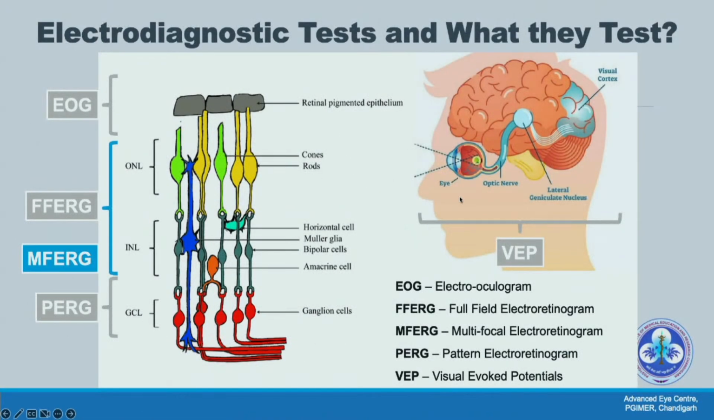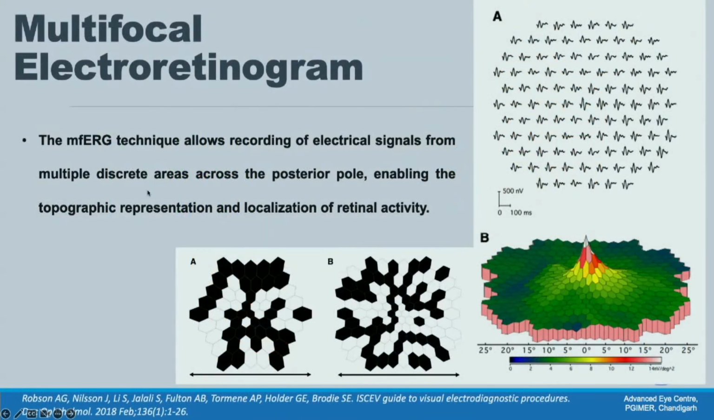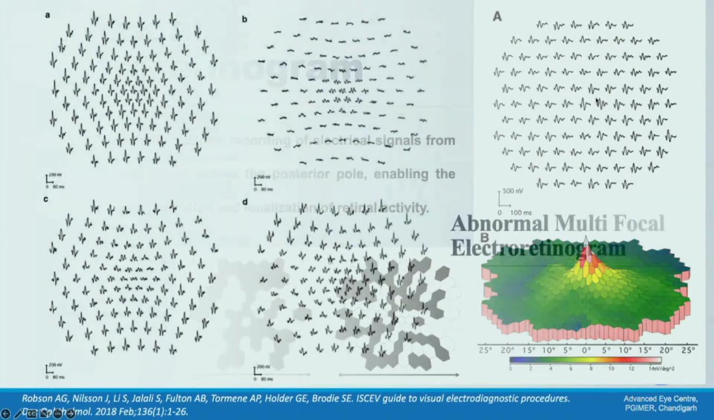So coming on to the multifocal ERG, it is a technique that allows electrical signals from multiple discrete areas across the posterior pole to be represented, and it is a topographic representation. Just like you have in the visual fields, it is a topographic representation. So you can actually pinpoint which area is abnormal and then monitor whether that abnormality is extending beyond that point or not. The waveforms are not actually the same, as this is just mathematically derived. It is a very small signal that comes.